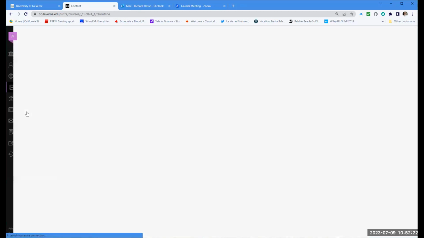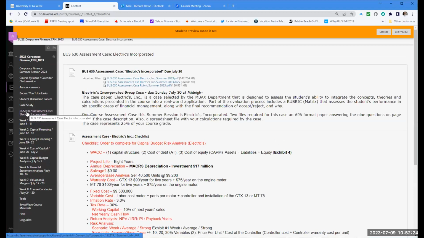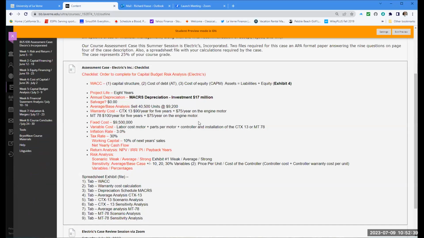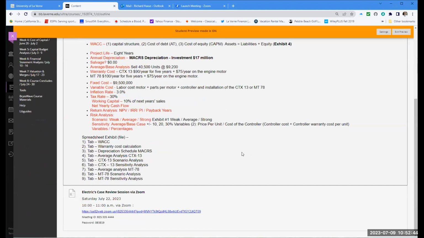So here is the file folder for the case assessment. Again, I strongly recommend you download the files that explain the case and the rubric and get to know the case and begin to review it. This is a checklist of the items you need to prepare and understand for this case. And here is what your spreadsheet format will look like. In your spreadsheet, you will have 9 tabs. This is something you should begin to review as you prepare to complete this case.